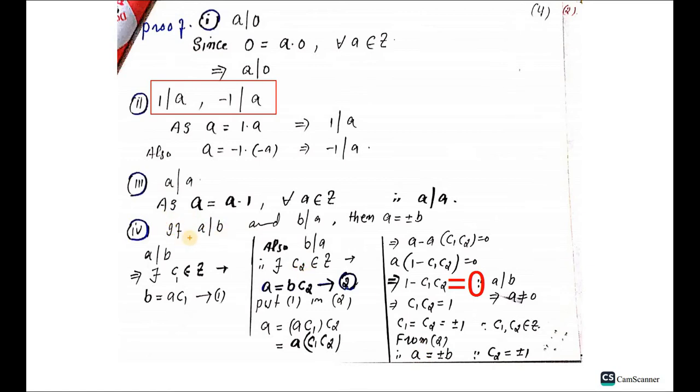In this result we see that whenever two integers divide each other, then one of the two integers will be equal to plus minus the other integer.